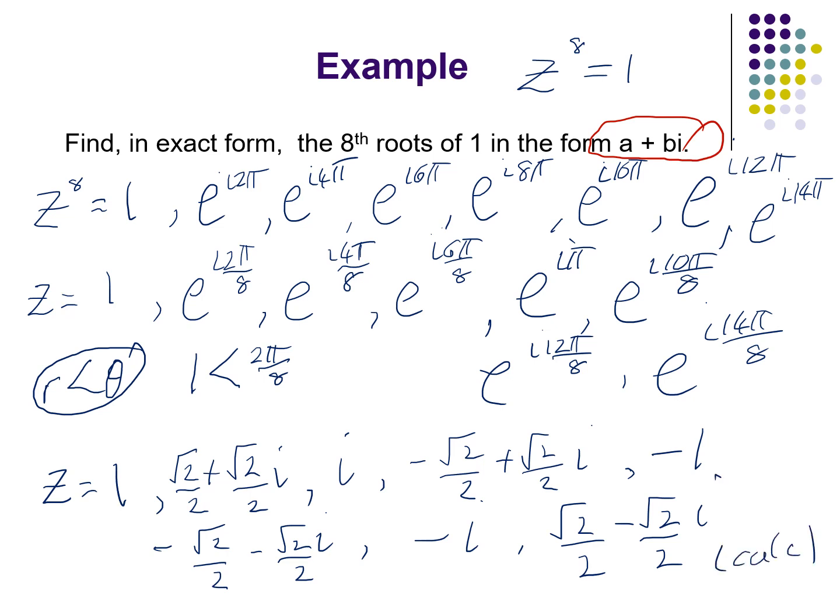So notice all of our complex solutions are in conjugate pairs. Okay, where are the conjugate pairs? Well, that's one there and one there. Okay, there's another one there and another one there. And then there's i and minus i. So they're all in conjugate pairs. And if you were to draw those, they would all be equally spaced around the unit circle.